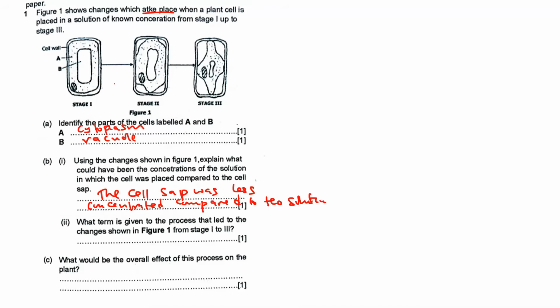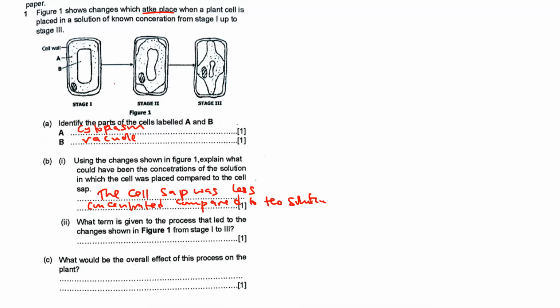So you can also write it this way: the concentration of the solution was highly concentrated compared to the inside, or the cell sap, or the cell sap was less concentrated compared to the solution. Then what term is given to the process that led to the changes in figure 1 from stage 1 to stage 3?